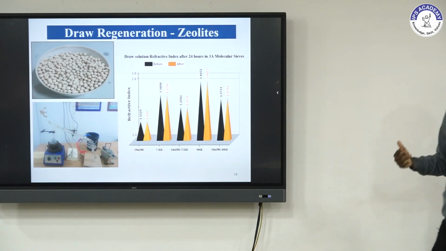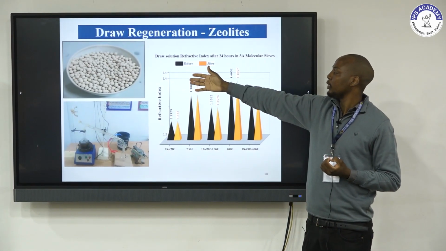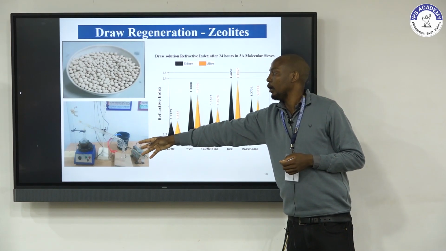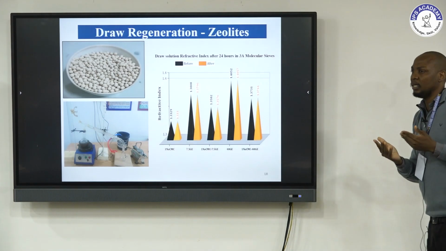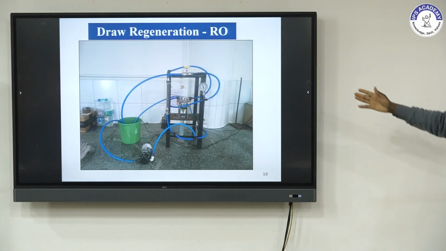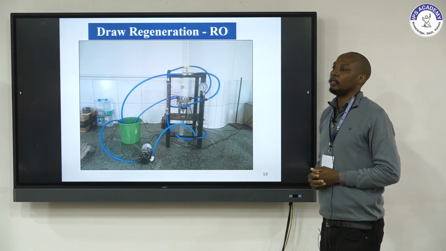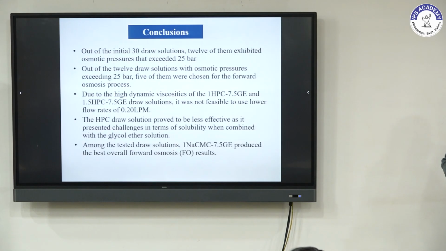Then for regeneration, first of all, we're going to try using molecular zeolites, 0.3 nanometer, 3A molecular sieves. And then to recover, we can use vacuum distillation. This is the first one, although it's a bit energy intensive. Or we can use membrane separation using reverse osmosis. So that will be a hybrid FO-RO system.